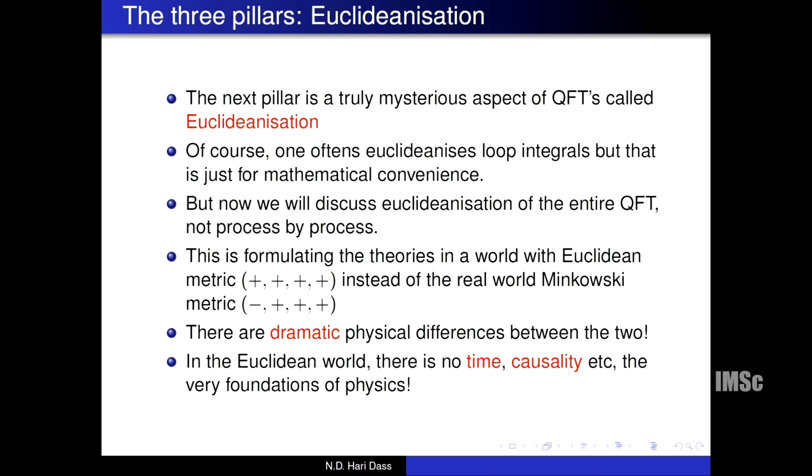Now we all know that there is a dramatic difference between Euclidean space-time and Minkowski space-time. In Euclidean space-time, there is no time, no causality. But in the real world, both time and causality are indispensable. They are the very stuff out of which our descriptions are made. So does it really make sense to Euclideanize? Why would you even bother to do it? Is a question that you can ask.